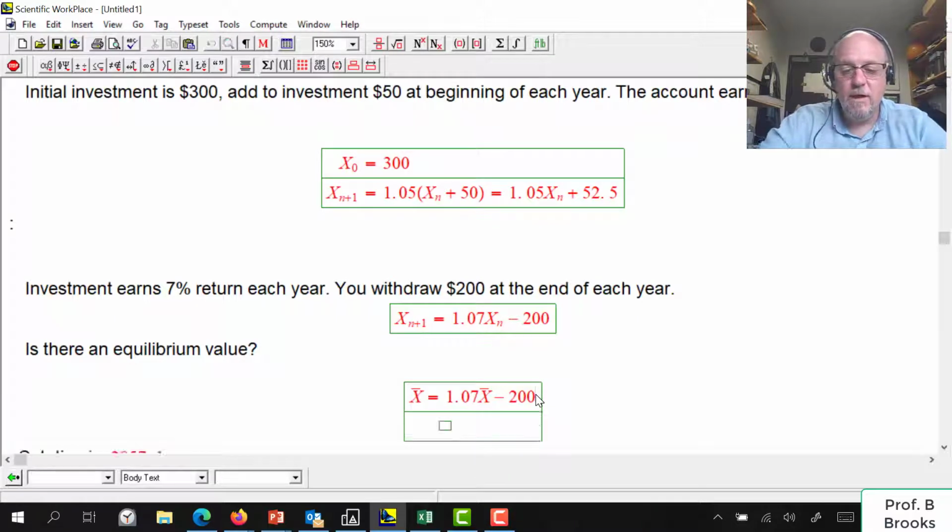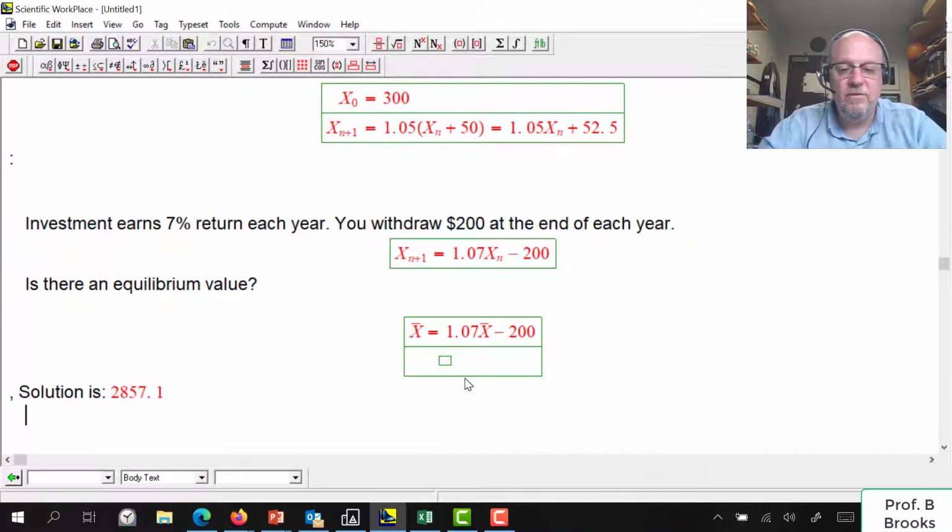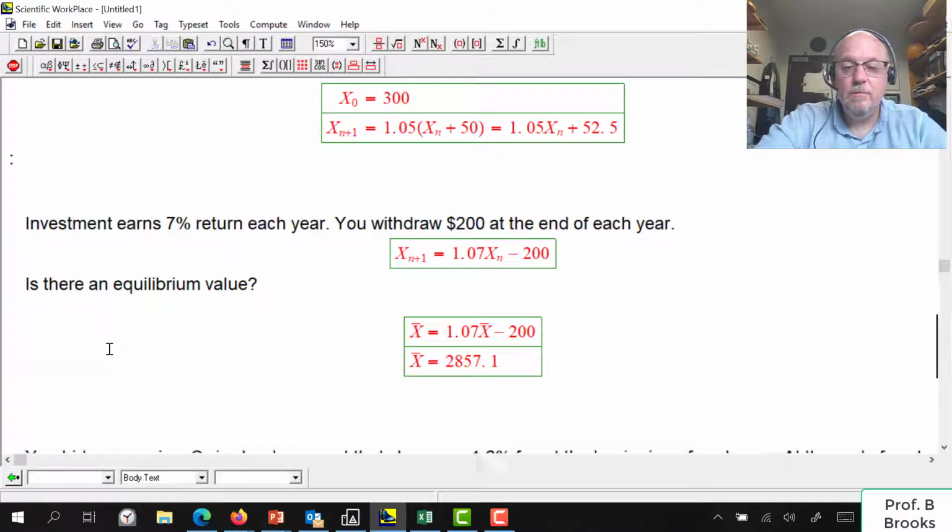So our equilibrium value then is $2,857.10. What does that mean? Well, let's move that over. I would get 7%, and that 7% must bring this up to $3,057.10, and then I take out the 200, and then I'm back to the 2857.1. So it's an equilibrium value. Let's look at that in the spreadsheet.